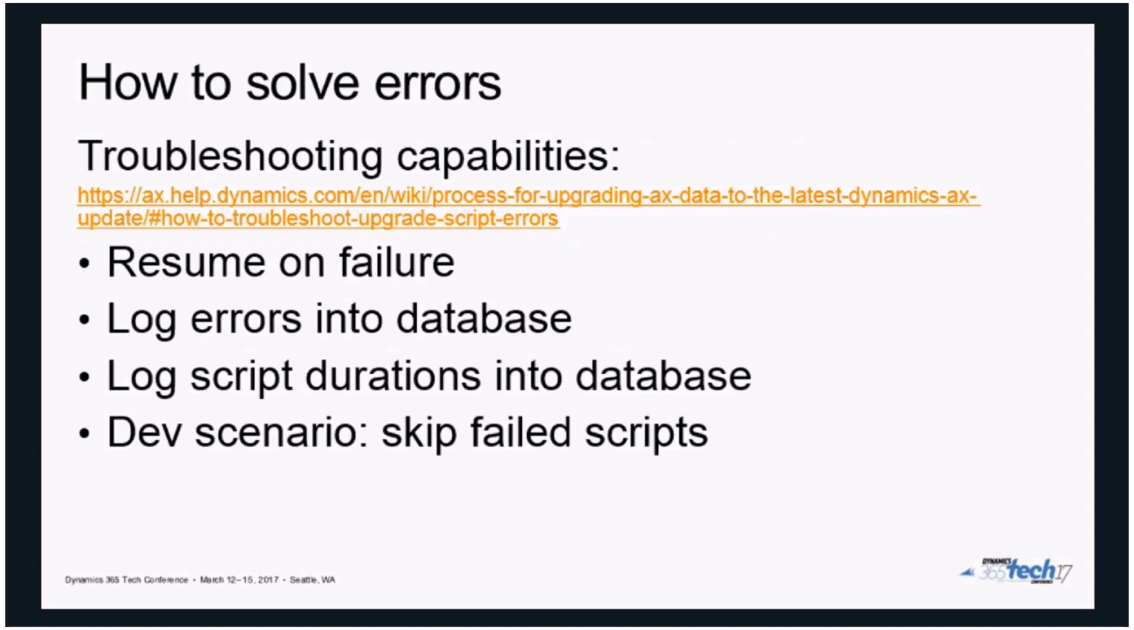So how to troubleshoot it? We have quite a few nice new troubleshooting capabilities in the new data upgrade framework. We log all script durations into the database. We log errors, so if any errors happen, they're also logged. And we have a resume on failure option for some scripts. If they fail, you can resume their execution to save some time. We have a nice article here that addresses troubleshooting of the upgrade scripts, and in general, how to write upgrade scripts between those two versions.